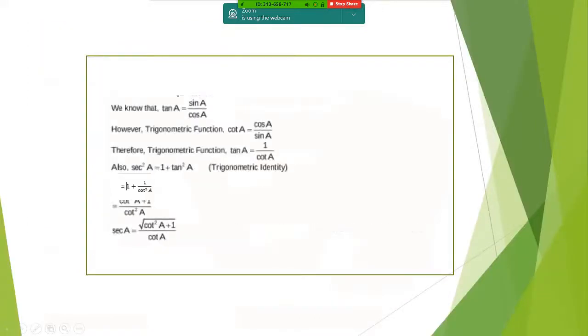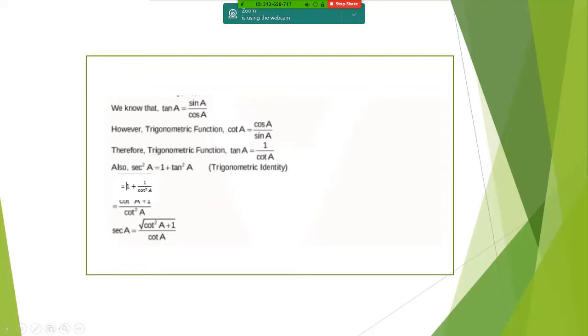Please look up here. Tan A, I already told you how it has to be found out. Tan A is nothing but 1 upon cot A. Now look up here. Secant square A is 1 plus tan square A. There's another identity that we are using, identity number 2. And what is tan square A? 1 upon cot square A. So taking the LCM, that's cot square A plus 1 whole divided by cot square A. That is nothing but your secant square A. So secant A is finally root over cot square A plus 1 whole divided by cot A.